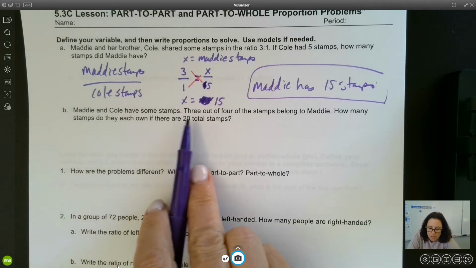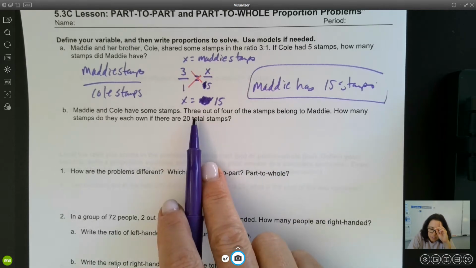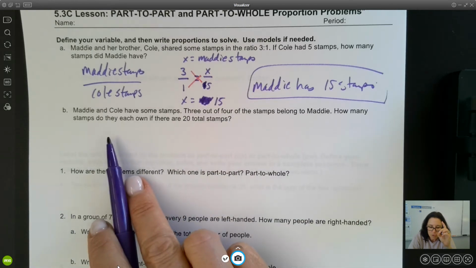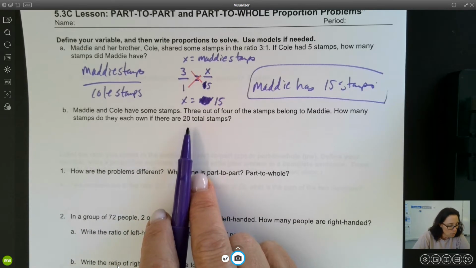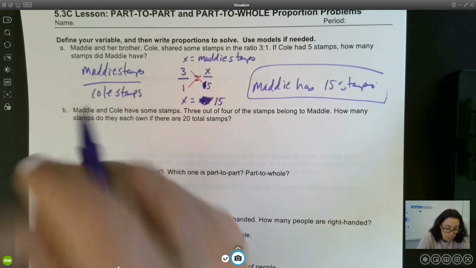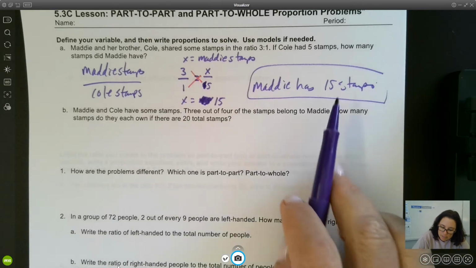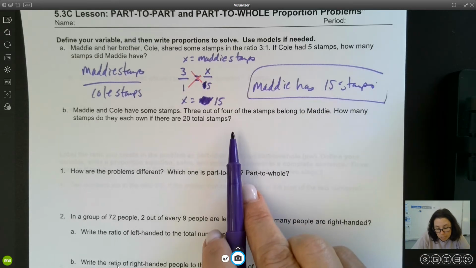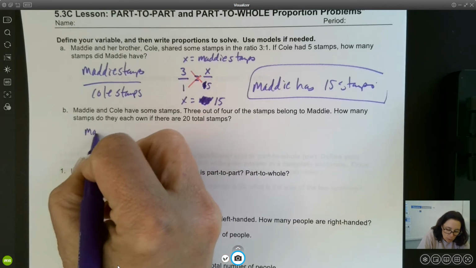Maddie and Cole have some stamps. 3 out of 4 of the stamps belong to Maddie. Let's think about that. 3 is Maddie, 4 is total, 1 would be Cole. How many stamps do they each own if there are 20 total stamps? Let's do a couple of ways we could do this. We know Maddie's got 15, but I'm assuming it's the same as this one. So let me just start from the beginning and look at a couple of ways we could do this, guys.